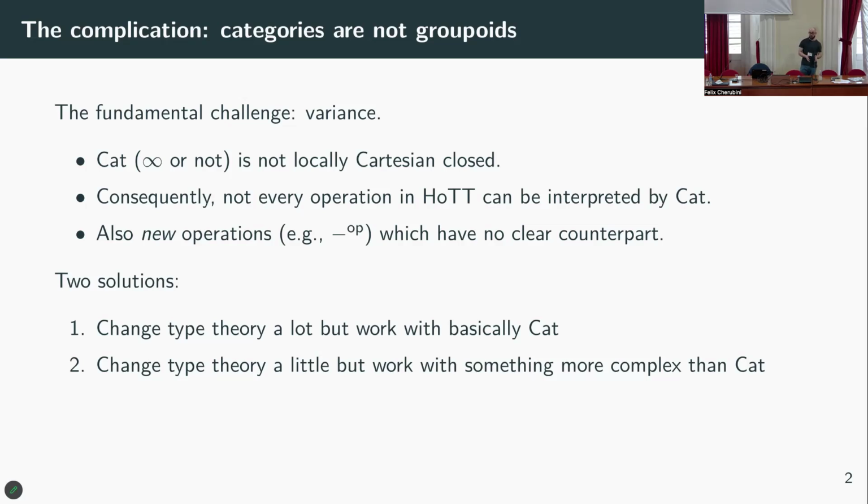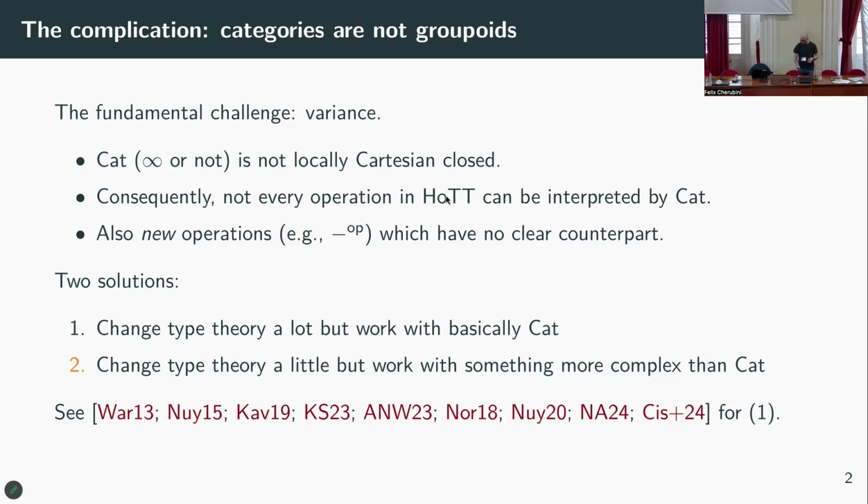But there is an alternative approach, which is to change type theory only a little bit, maybe add some modalities and some axioms to sort of capture some new operations, but then work with a much larger category that fully faithfully embeds all categories. So we sort of weaken the idea that every type is a category to just some of the types are categories. And we're going to focus on the second approach. A lot of people have worked on the first approach, and that was sort of what we just had a talk on. So there's plenty of related work if you prefer the first.